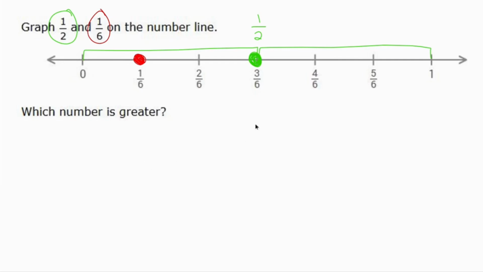Which number is greater? Well, 3/6 is more to the right of the number line than 1/6, which means 3/6 is greater. And in our case, we're not going to write out 3/6. We're going to write out 1/2 because that was the number originally given to us. So that's our answer.